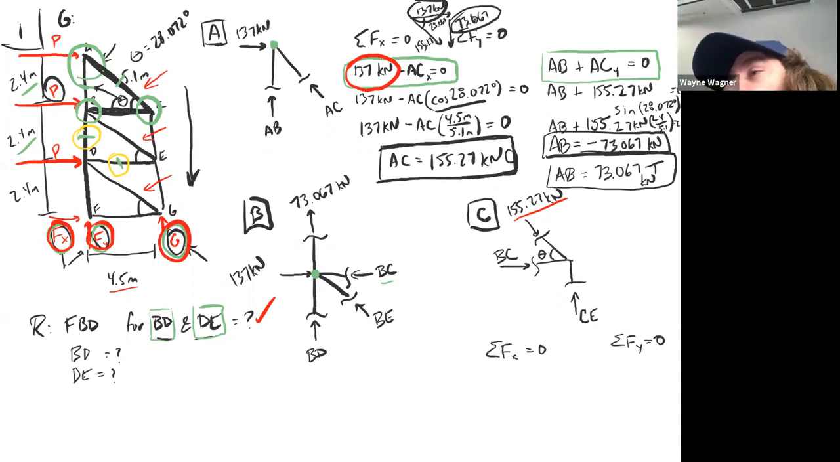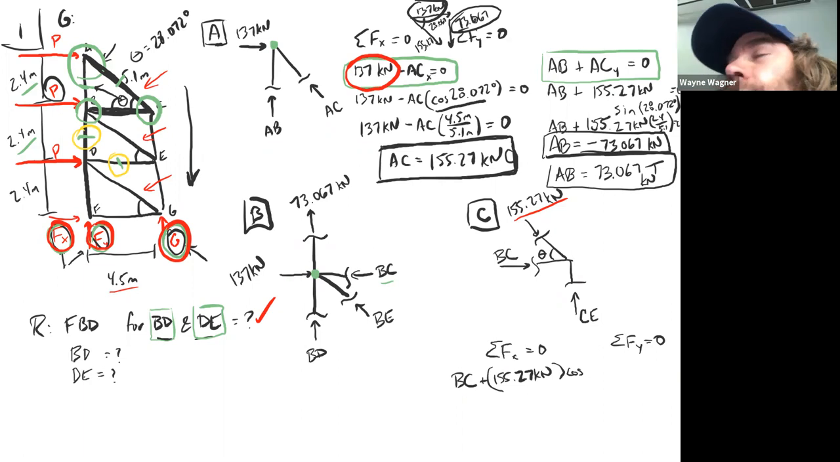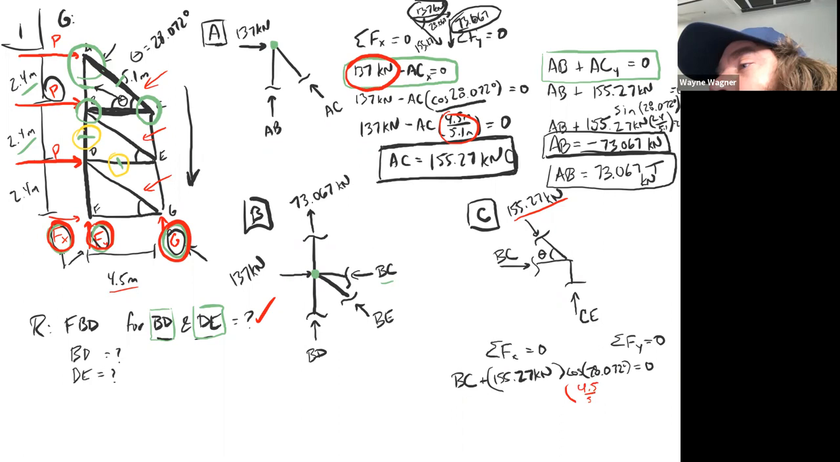Okay, so in the X direction, we've got BC plus 100, well, that 155.27 kilonewtons, times the cosine of that angle, 28.072 degrees, equals 0. Again, in place of that cosine, we could put 4.5 over 5.1 if you wanted to, which is the way I would prefer to do this.